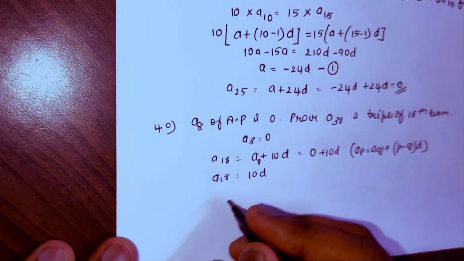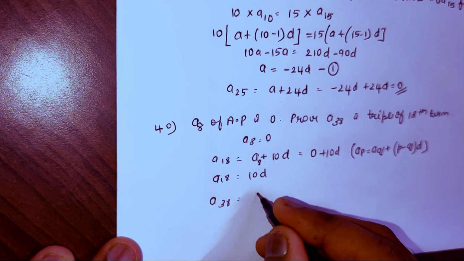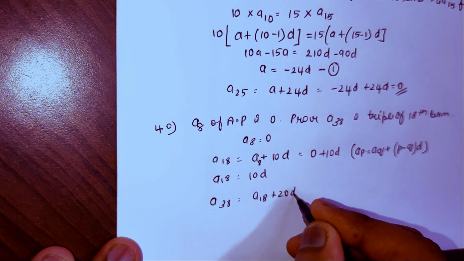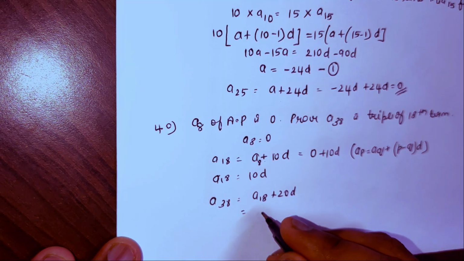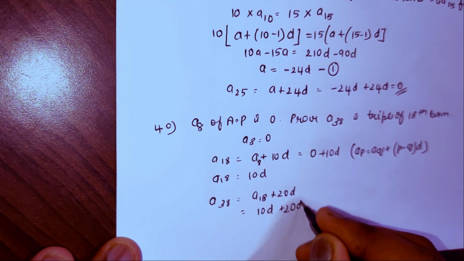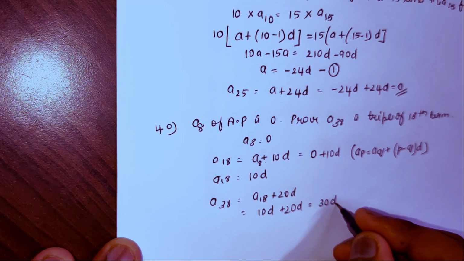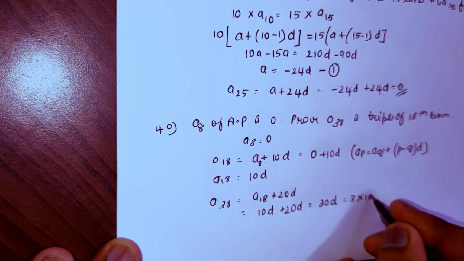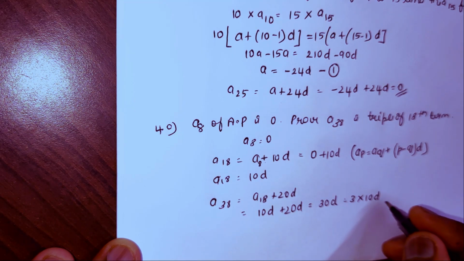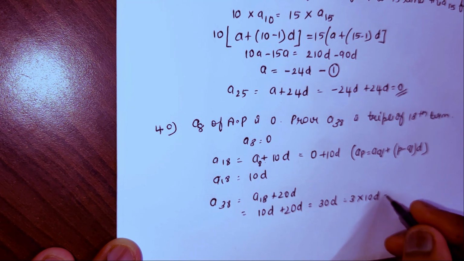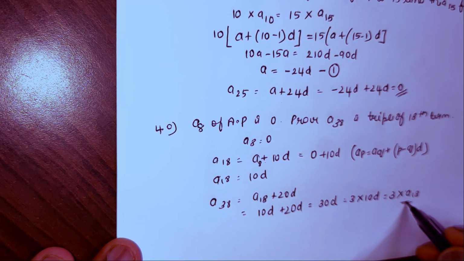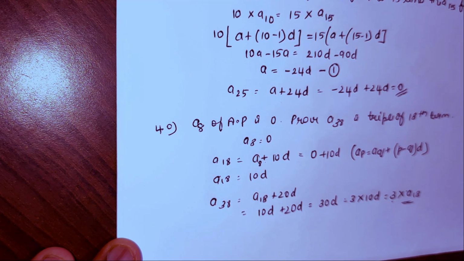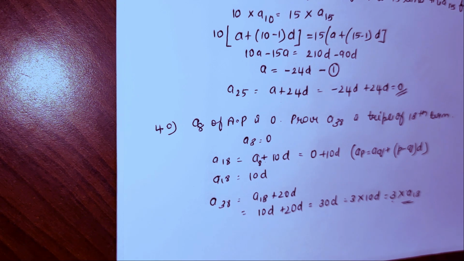Now A38 is equal to A18 plus 20d by the same formula which I have written above. We know A18 is 10d, plus 20d, that is equal to 30d. 30d you can write as 3 into 10d. 10d is nothing but A18. So it is 3 into A18. They asked to prove A38 is equal to 3 times A18. We have proved that. Now we will move into the 41st question.